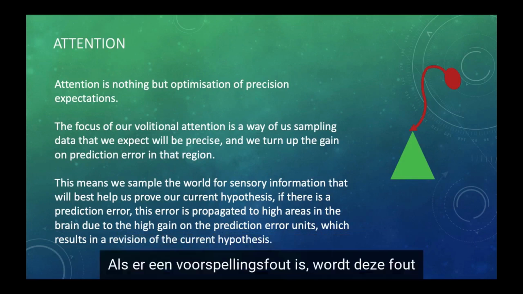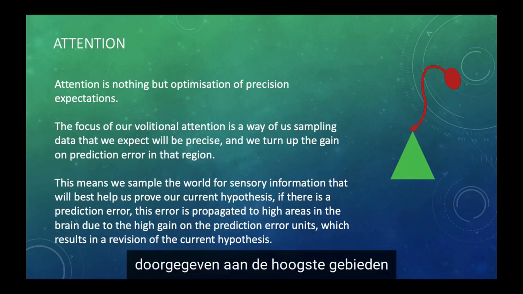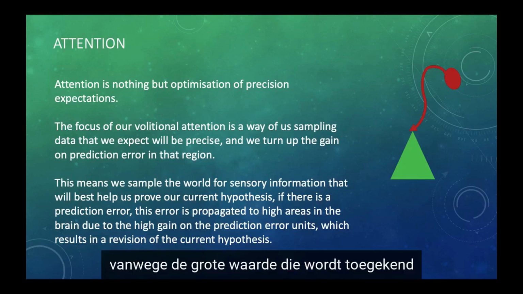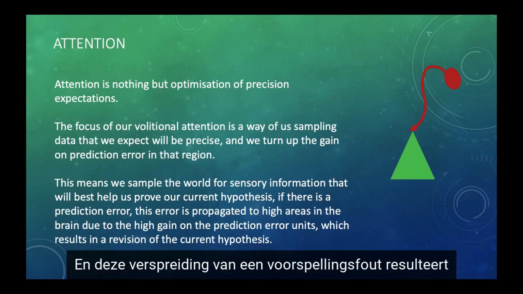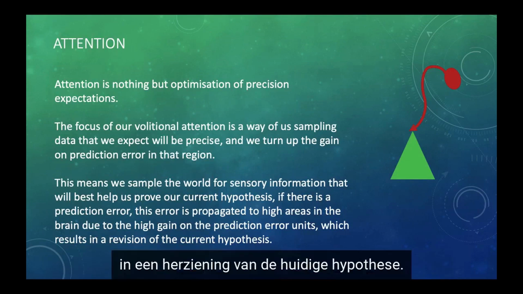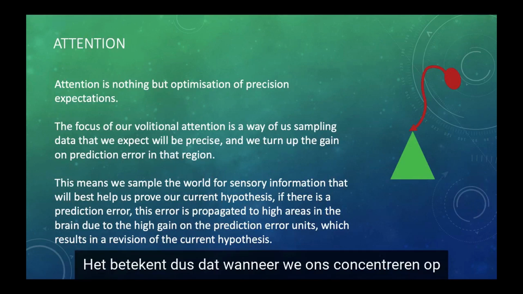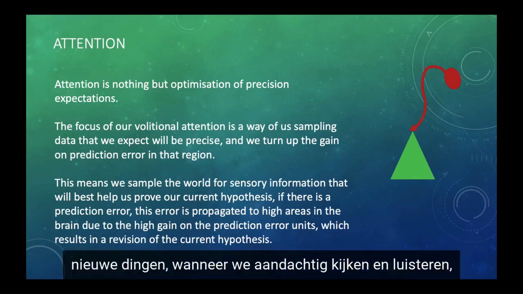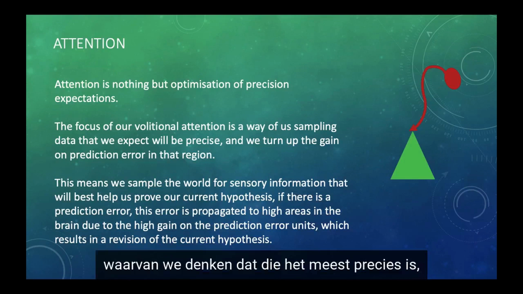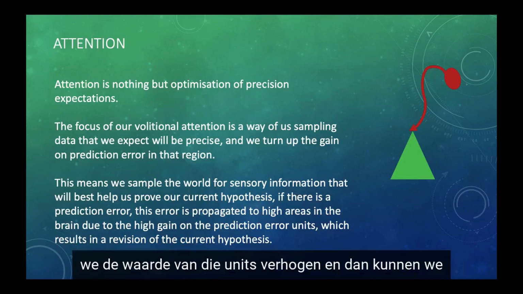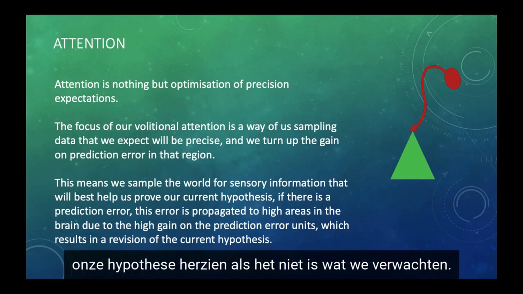And if there's a prediction error, this error will be propagated to the highest areas of the brain because of the high gain on the prediction error units. And this propagation of prediction error will then result in a revision of the current hypothesis. So when we're focusing on things, when we're looking and being attentive, listening out for something, what's happening is that we are sampling the data that we think is most precise. We're turning up the gain on those units, and then we can revise our hypothesis if it's not what we expect.